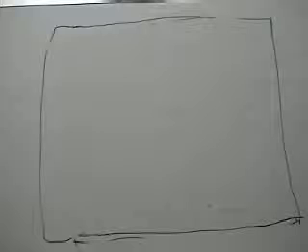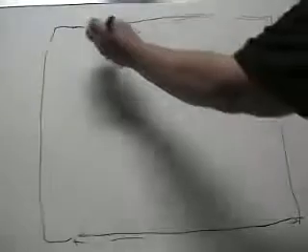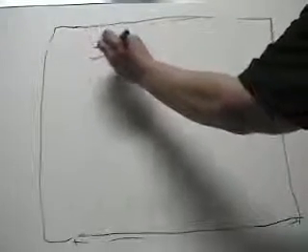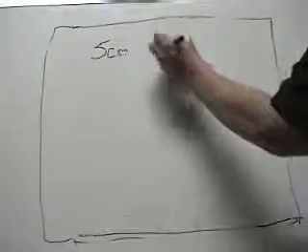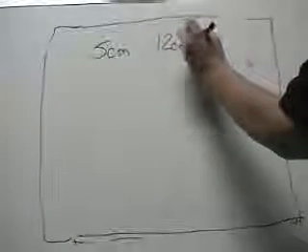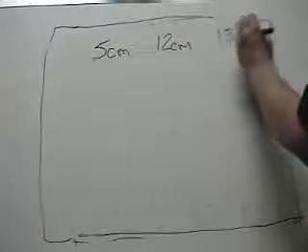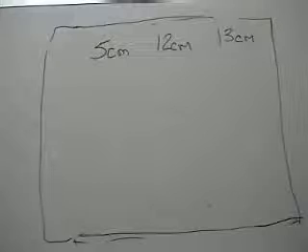Today we're going to do something a little bit different with the Pythagorean Theorem. We are going to use the converse of it. I'm going to give you some measurements: 5 centimeters by 12 centimeters by 13 centimeters. Based on this information, you're going to tell me if this is a right triangle.